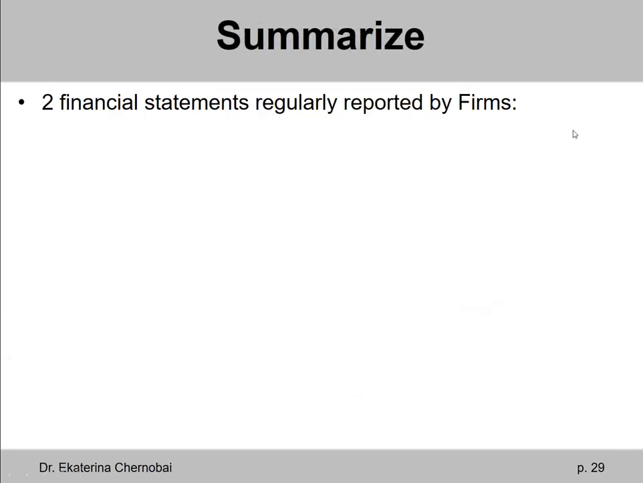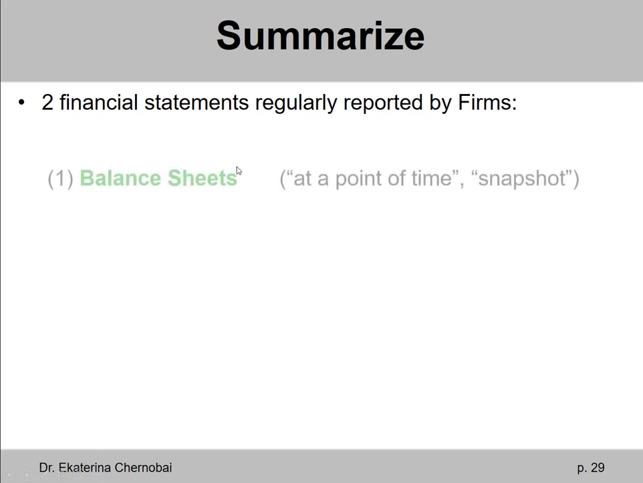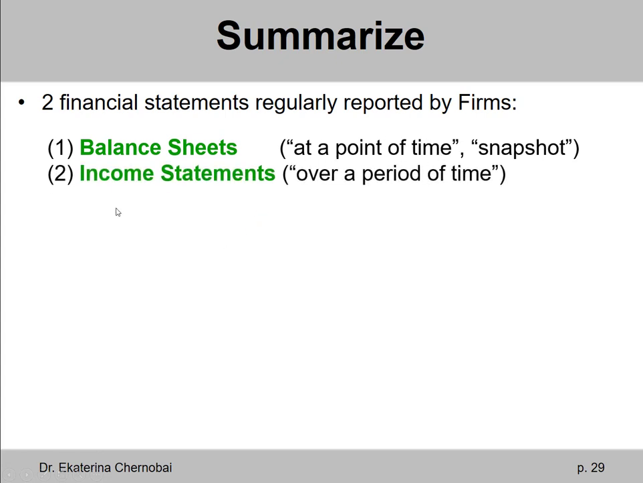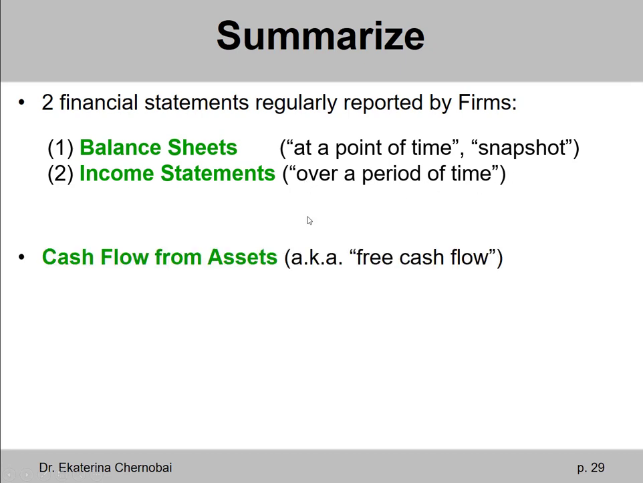Summary. We looked at two financial statements. We reviewed balance sheets, which show a firm snapshot, or a firm at a point in time, how much it has in assets regardless of when they were purchased, how much it has in debts regardless of when they were taken. And we reviewed income statements. That's when we sort of zoom in at a specific time period, maybe a quarter, maybe a year. So it's a firm's performance over a period of time.